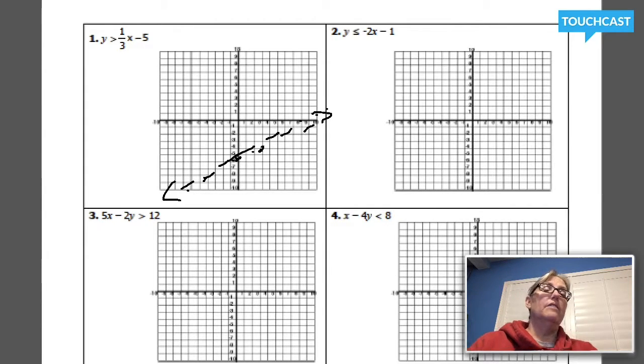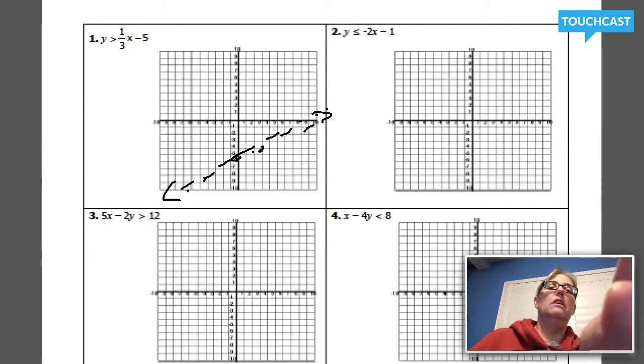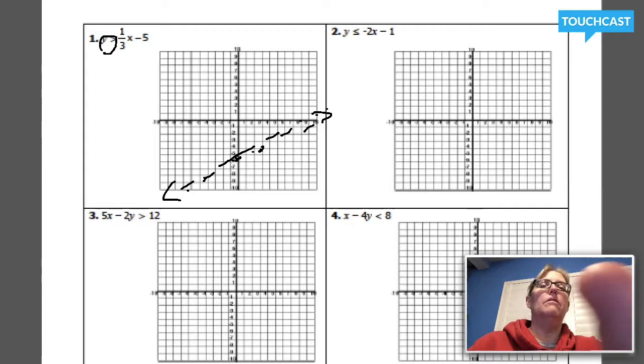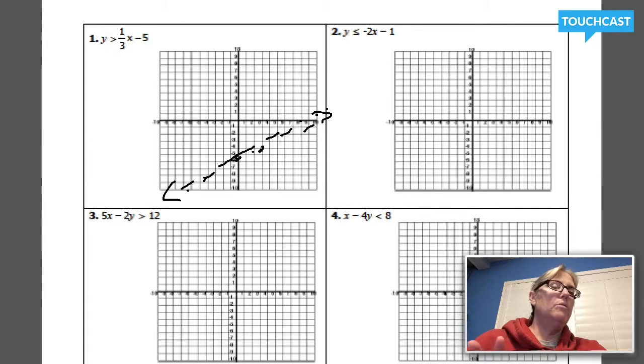Okay, there's my line. It's not a very good line. I tried my best. But it is a dotted line. It's a dotted line because there's no equal to part on my inequality here. It's a less than. If it was greater than or equal to, then it would be solid. That means the boundary line is part of the solution. When it's dotted like this, it means that the boundary line is not part of the solution. So that's why it's an open line, or dotted, or dashed.